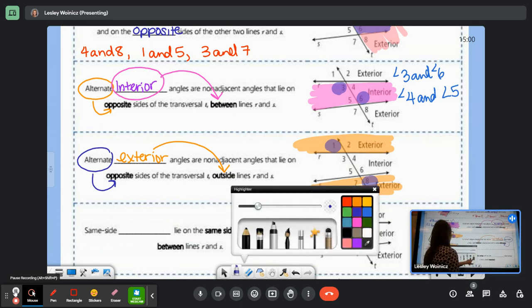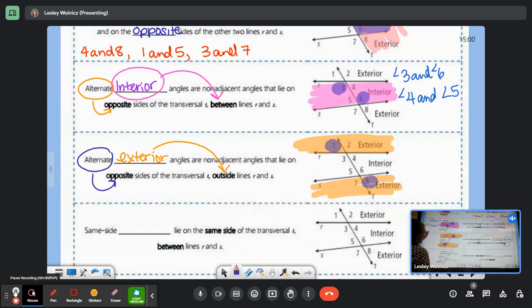Okay, what is the other pair of alternate exteriors? 7 and 2. Good. And don't forget to put the little angle symbols in front.